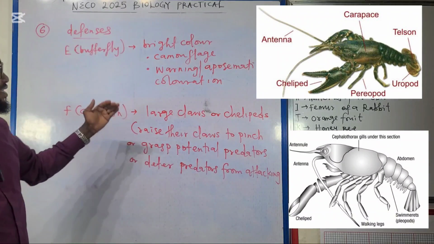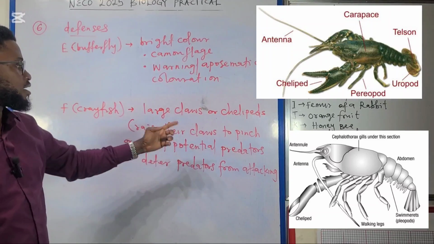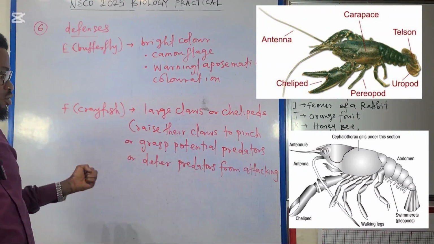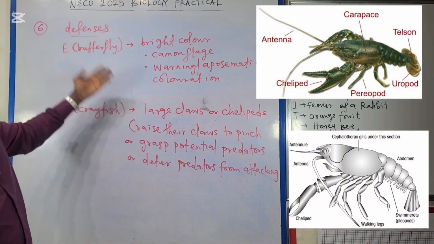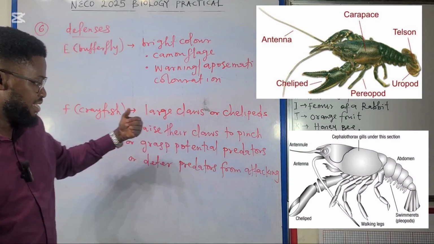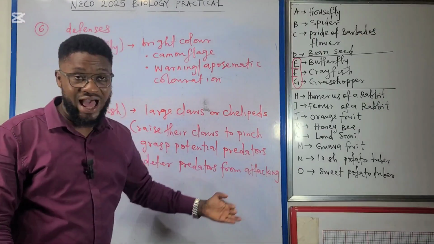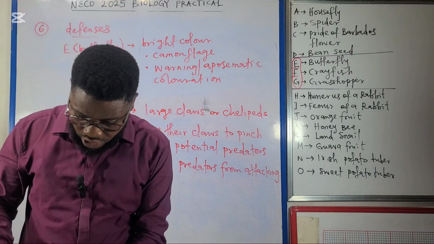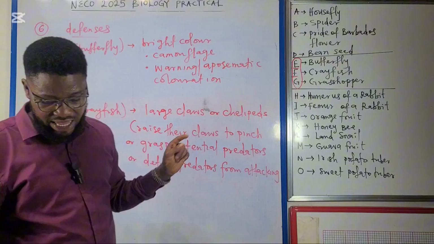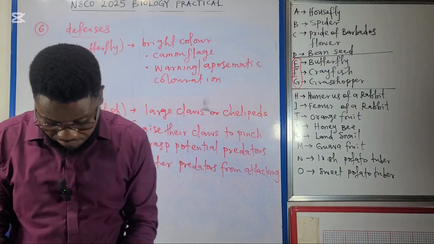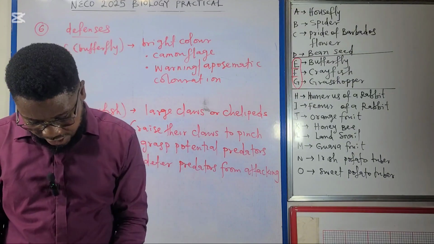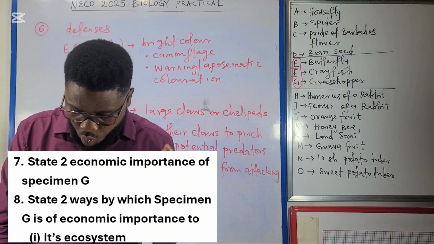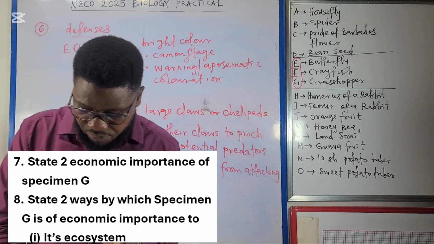They raise their claws to pinch or grasp potential predators. And when they raise that claw, it also deters and scares away predators from attacking them. So those are the features each of specimen E and F use for defense. And that about ends question 6. Question 7 says, what are the economic importance of specimen G?